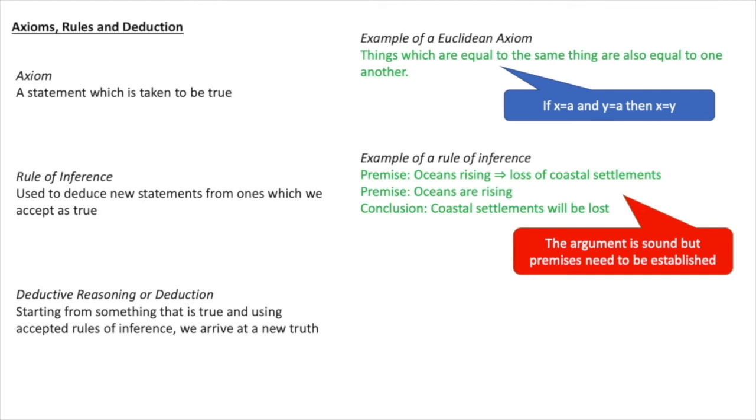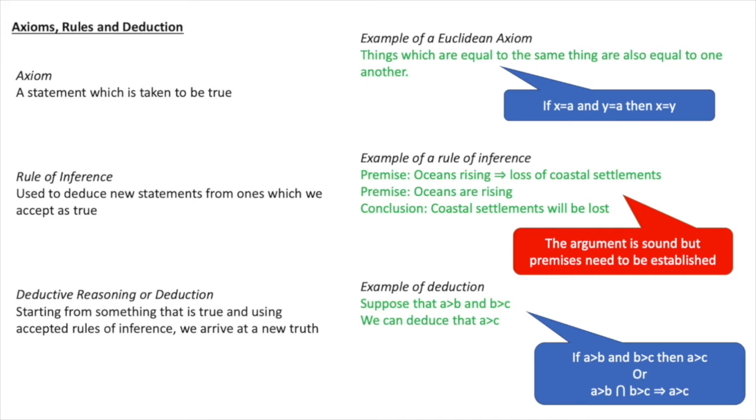And then we have deductive reasoning or deduction, and this ties back to the previous points about mathematical proof. What we do is we start from something that's true, we use accepted rules of inference or logical construction, and we arrive at a new truth. An example of that is, if A is bigger than B and B is bigger than C, then we can deduce that A must be bigger than C. We can write that in different ways, and if you go deeply into this sort of stuff, you'll find that these statements can be written exclusively with symbols. That upside down sort of N shape means and, and that sort of double arrow means implies.